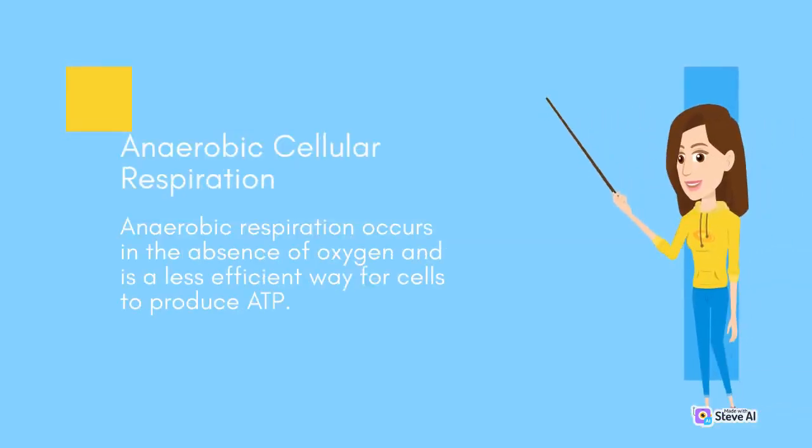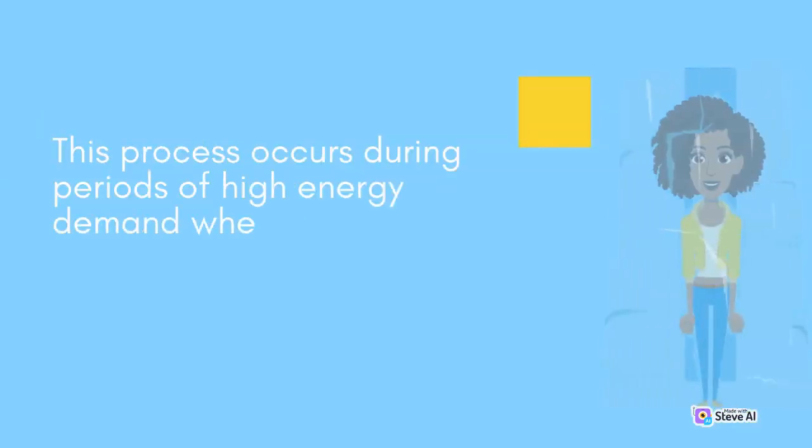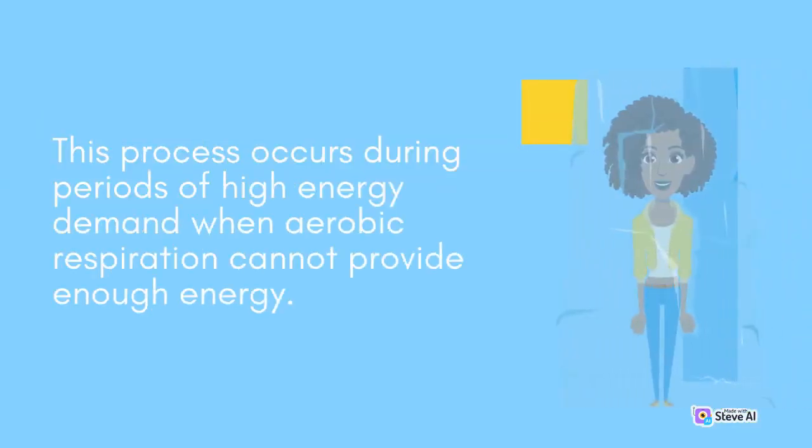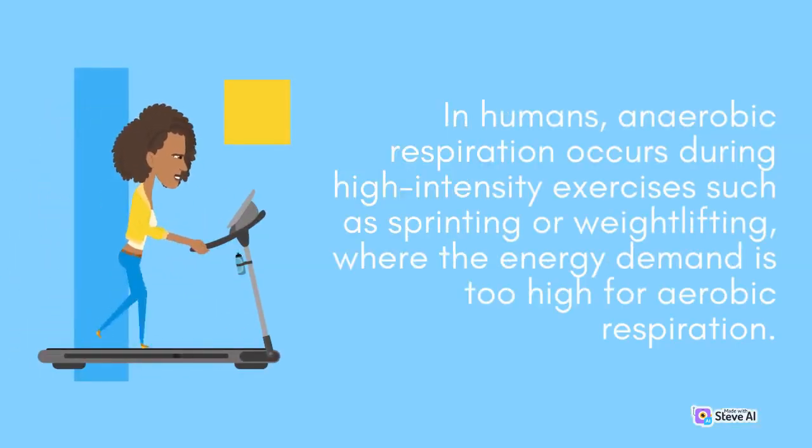Anaerobic cellular respiration. Anaerobic respiration occurs in the absence of oxygen and is a less efficient way for cells to produce ATP. This process occurs during periods of high energy demand when aerobic respiration cannot provide enough energy. In humans, anaerobic respiration occurs during high-intensity exercises such as sprinting or weightlifting, where the energy demand is too high for aerobic respiration.